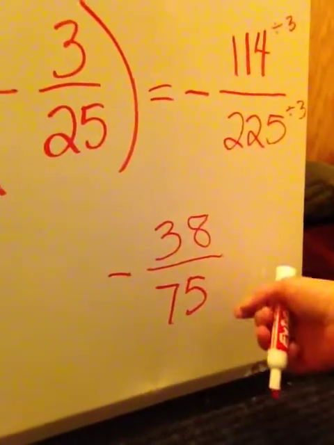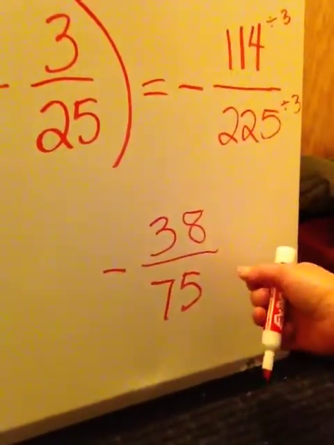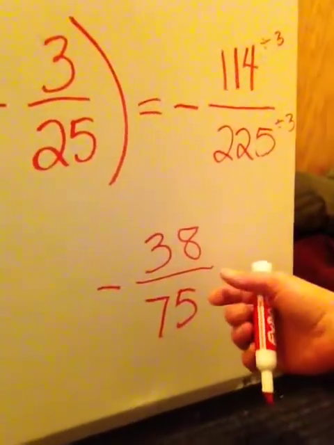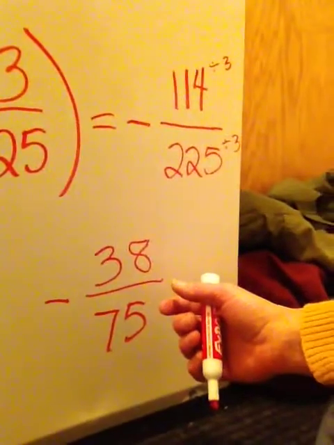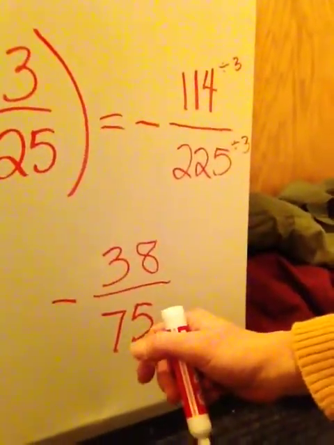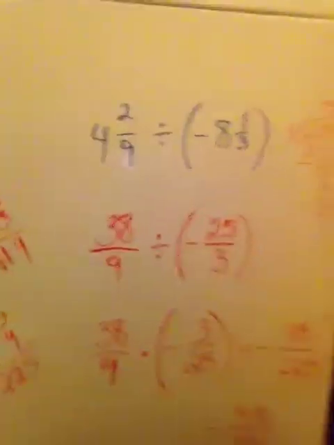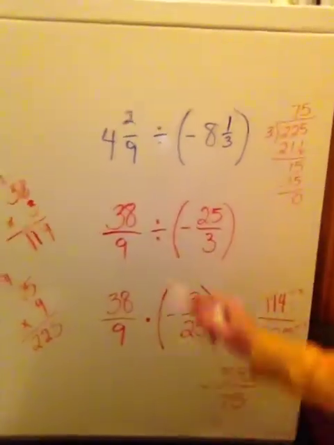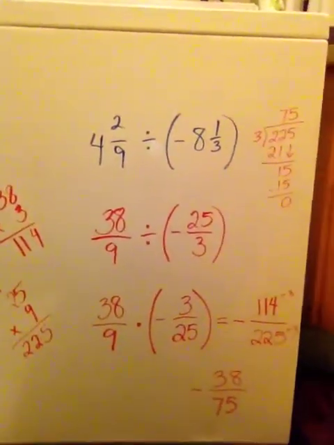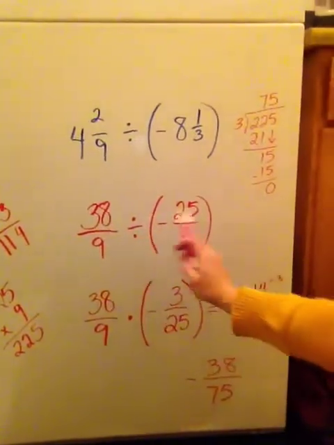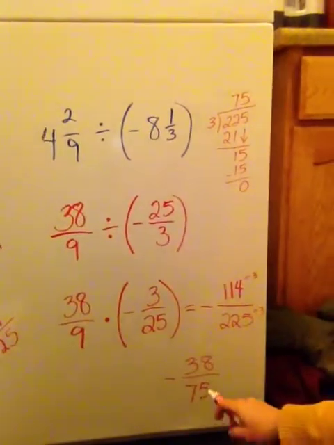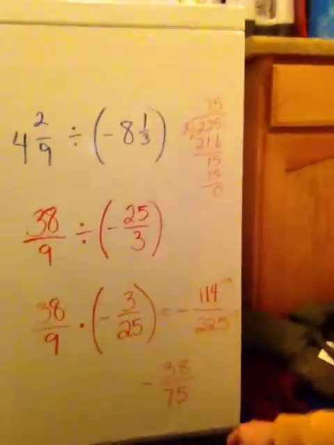And 11 is not going to go into 38 evenly because I know the multiples of 11. 13 is one that might catch you off guard, but I know 13 is not going to go into 38 evenly. If you don't know that, you're just going to have to divide it out and try it separately. Okay, so there is how to do 4 2/9 divided by -8 1/3. So we changed it to improper, then changed it to multiply by the reciprocal. We multiplied straight across, and then we just reduced.